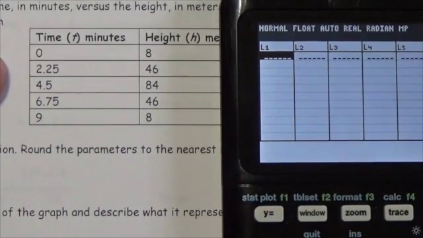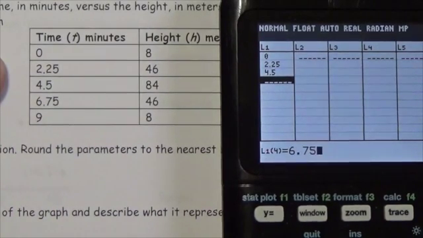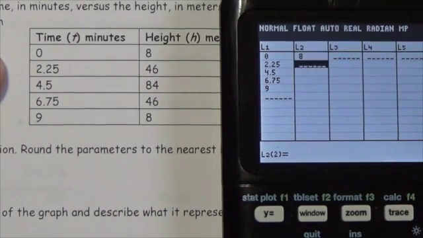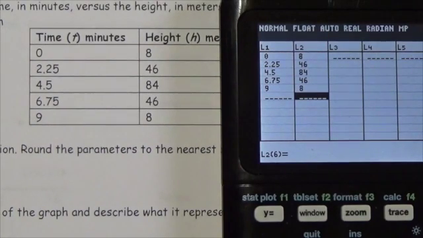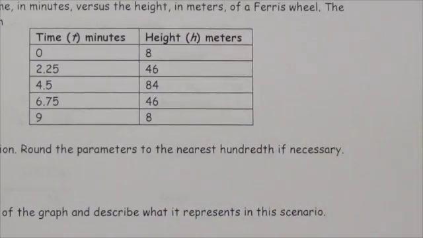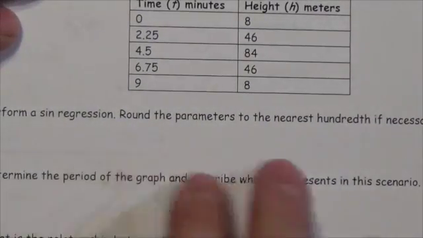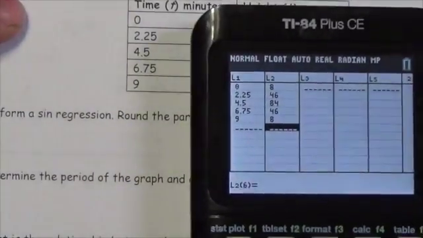So list 1 is going to be 0, 2.25, 4.5, 6.75, and 9. And then the height, or the y data here, is going to be 8, 46, 84, 46, and 8. Okay, good. There we go. There's our data. So now the first question asks me to perform a sinusoidal regression and then round the parameters each to the nearest hundredth. Okay, so here we go.